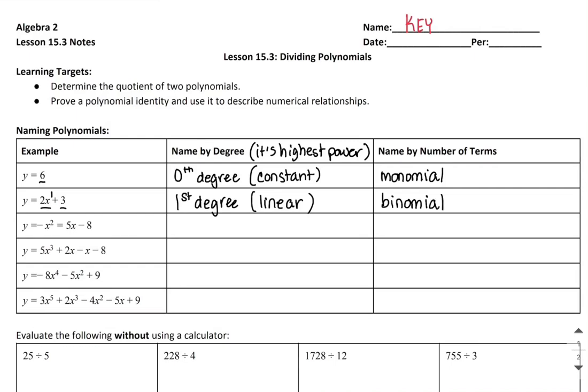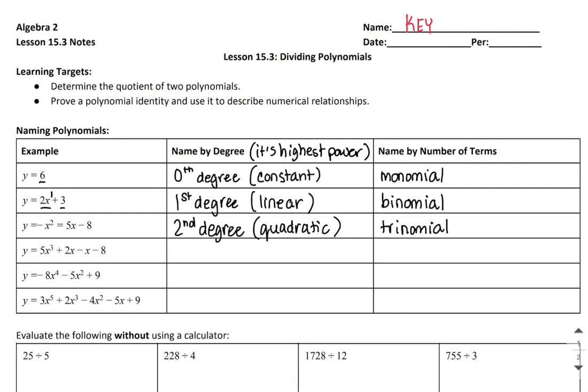If I'm looking at the third function that I have there, y is equal to negative x squared. Oh, this should be plus, not equal. 5x minus 8. I know I'm looking for the highest degree, and that is the second degree. So this is a second degree function, and I call this a quadratic. We've talked about this a lot. A quadratic function, because it's going to look like a parabola. If I name it by the number of terms that it has, 3 terms, so I call this a trinomial. Tri means 3. Trinomial.